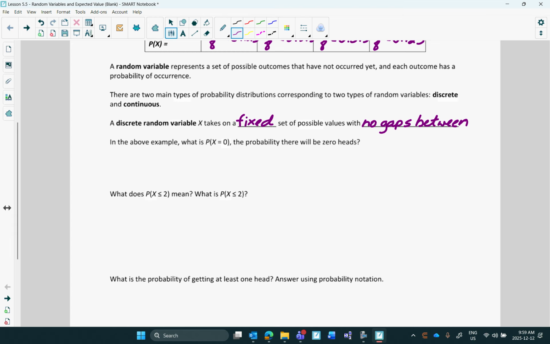And we can answer some questions. So what is the probability that X equals 0? The probability there will be 0 heads. What is that? 1 over 8, or 0.125.